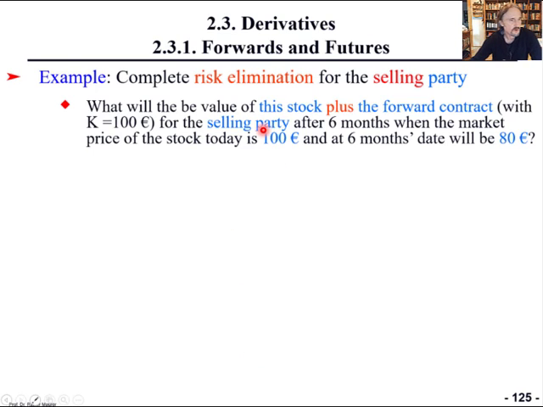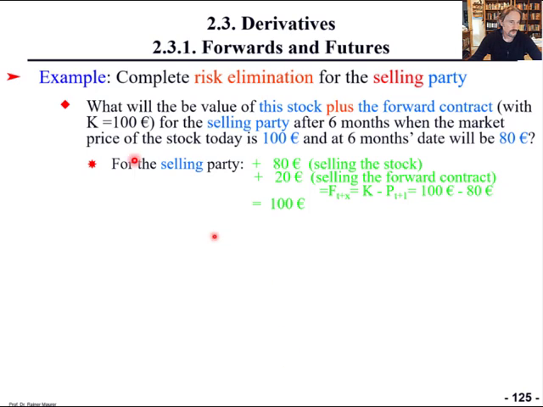What will be the value of a stock plus the corresponding forward contract with a delivery price of 100 euro for the selling party 6 months later, when the market price of the stock is equal to 100 euro and at that date the market price will be 80 euro? Well, for the selling party, this means that it can sell the stock at the market price of 80 euro, and it means that the market price of the selling position in the forward contract is the delivery price minus the market price. So in this case, 100 euro minus 80 euro, which equals 20 euro. So the value of this portfolio for the selling party in the forward contract is 100 euro.